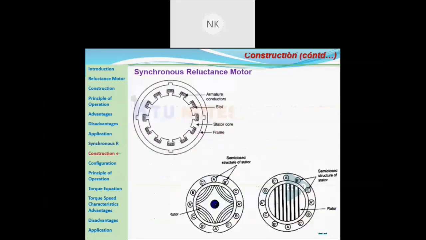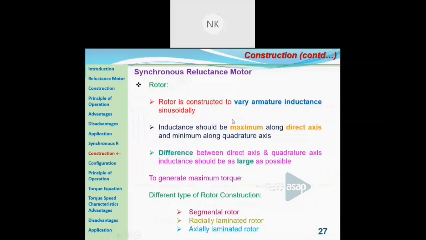Here we can see the armature conductors and slots. This is the stator core and this is the frame. You can have different rotor constructions, with a semi-closed structure of the stator, and this is the rotor part. The rotor is constructed to vary the armature inductance sinusoidally, and the inductance should be maximum along the direct axis and minimum along the quadrature axis. The difference between the two mainly determines the torque, and if it is large you will get large torque. In order to generate maximum torque, different types of rotor constructions are possible.